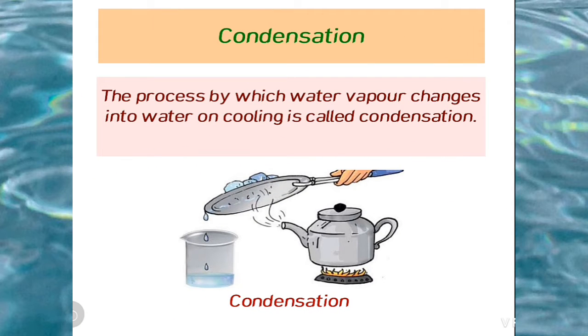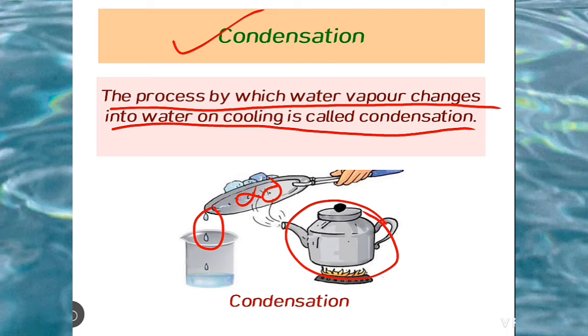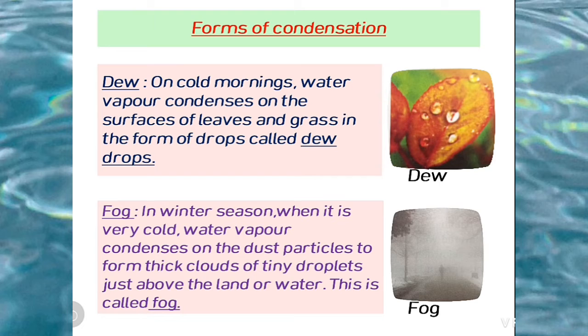Now, what is condensation? Condensation is the process by which water vapor changes into water on cooling. For example, when we boil water in a container and cover it with a plate, we see tiny droplets of water on the inner side of the lid that can be easily collected in another container. Now, let's discuss different forms of condensation.